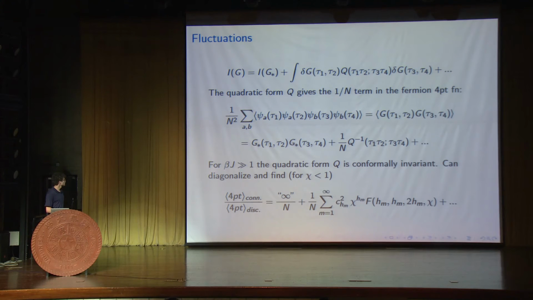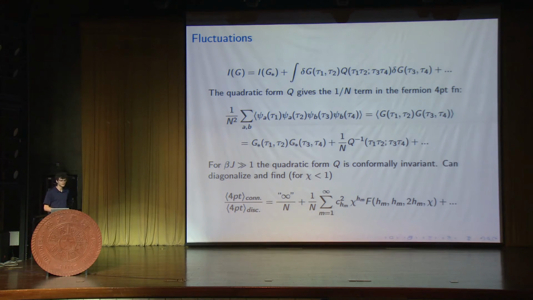Okay, so for generic values of beta j, this quadratic form here is very difficult to invert. But for large beta j, where we had this simple solution involving sine of tau, it's conformally invariant. So this makes it possible to diagonalize Q exactly. And we find the following 4-point function. I'm going to give you here the connected answer divided by the disconnected answer, which is this thing. And that looks like the following.